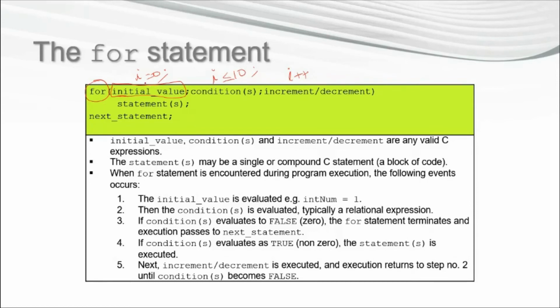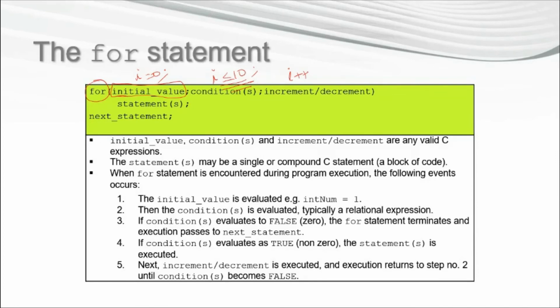So first the initial value is given, then a condition for checking or terminating the loop. How many times the statements within this for statement are executed is decided by this condition, that is i <= 10, or i < 10, or i > 0, etc. Whatever condition you can give.